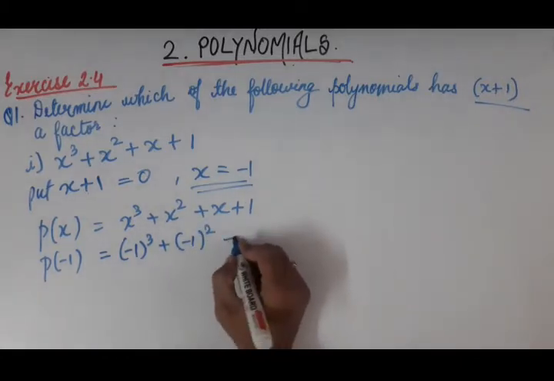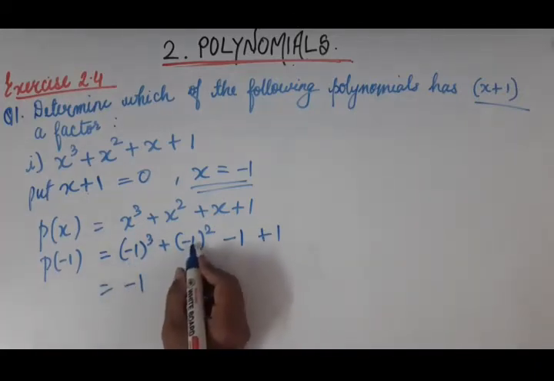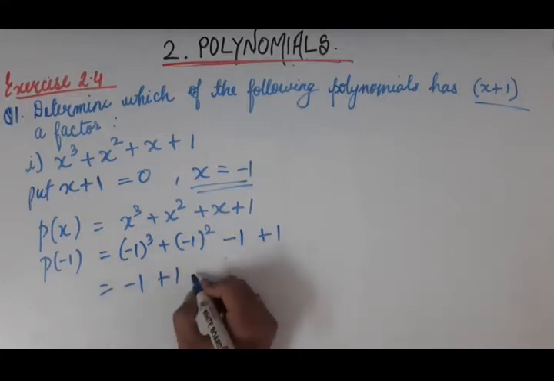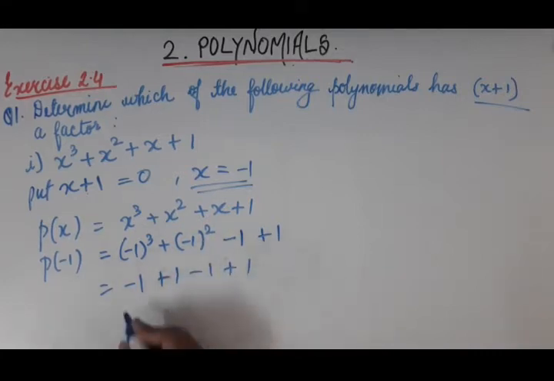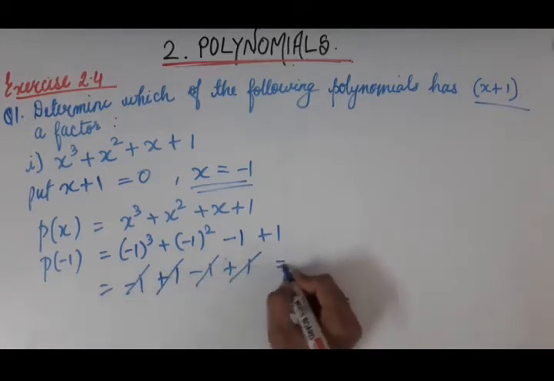I can directly write minus 1 plus 1. So negative number raised to odd power, you will get minus 1. Negative number raised to even power, you will get plus 1. This minus 1 plus 1 as it is. Minus 1 plus 1 cancel, minus 1 plus 1 cancel. What you will get is 0.